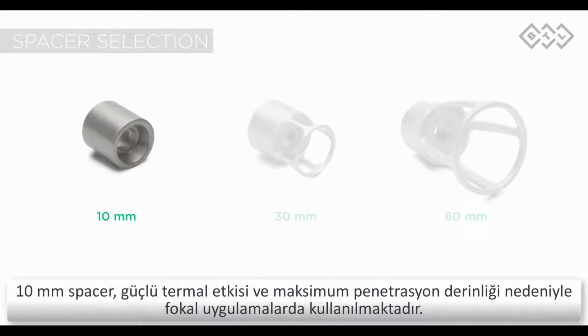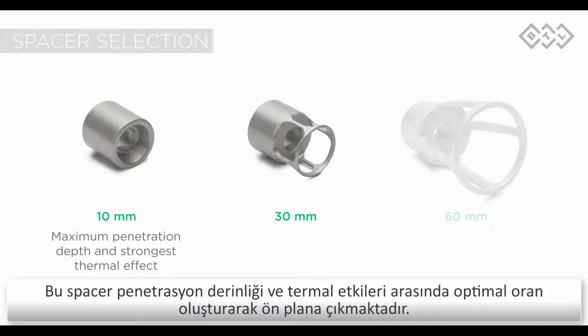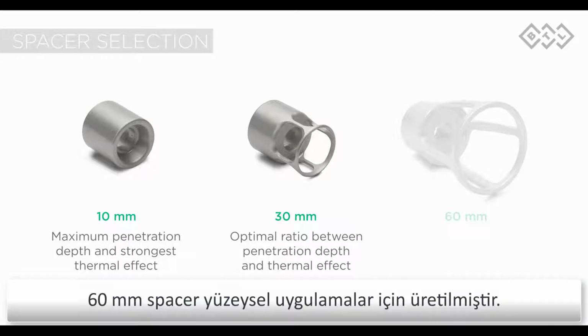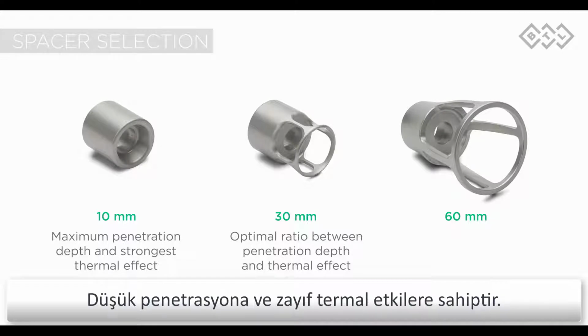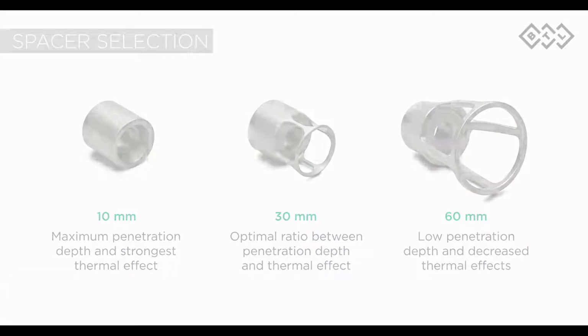A 10mm spacer for focal application with maximum penetration depth and the strongest thermal effect. A 30mm spacer will be optimal for most applications. It features an optimal ratio between the penetration depth and the thermal effect. A 60mm spacer is suitable for the superficial applications. It has a low penetration depth and a lower thermal effect. It is suitable for the treatment of acute and superficial conditions.